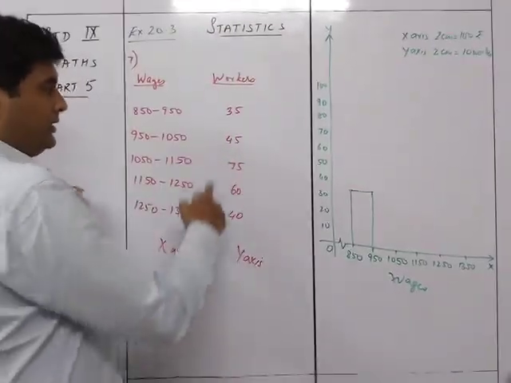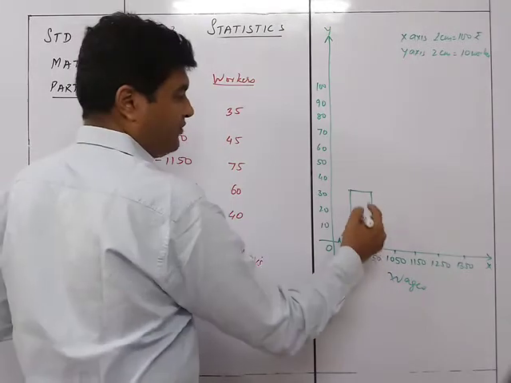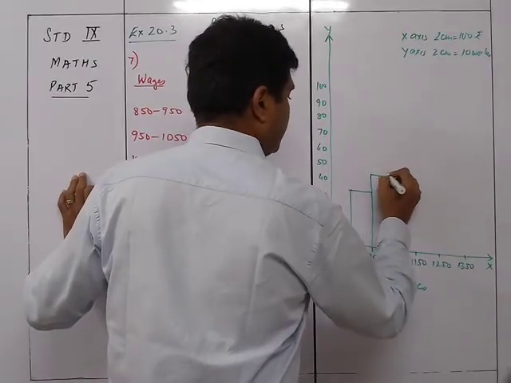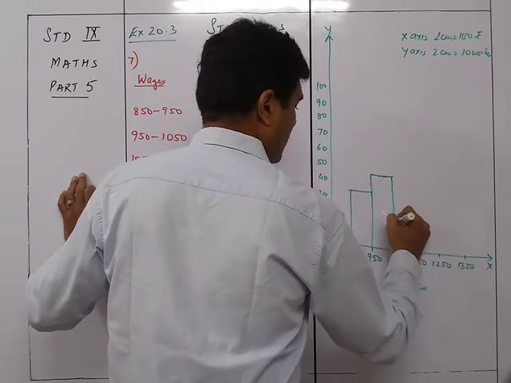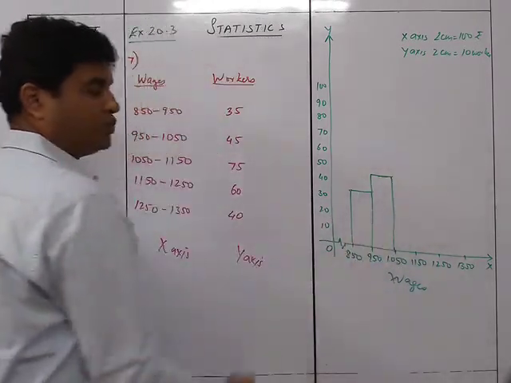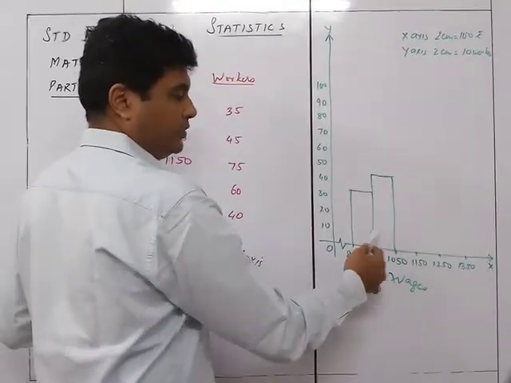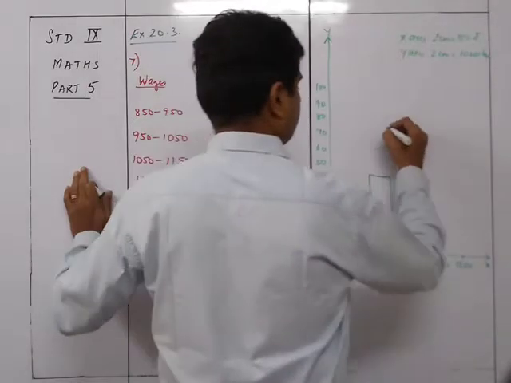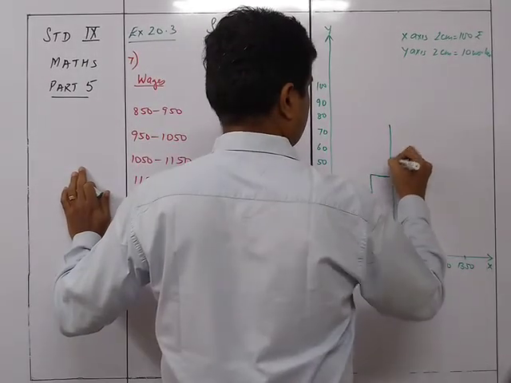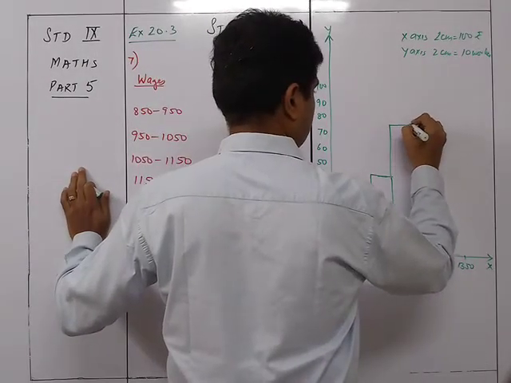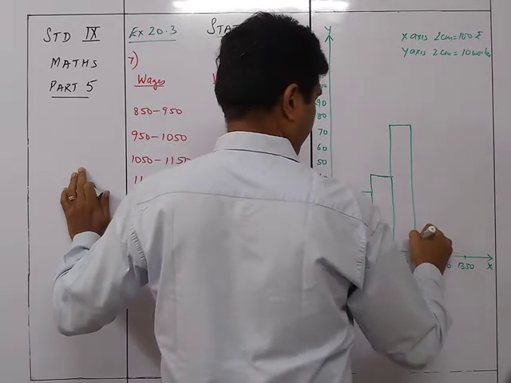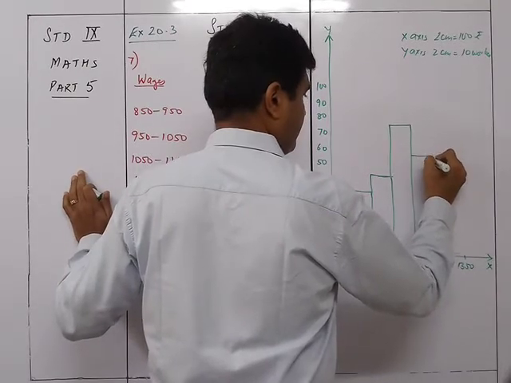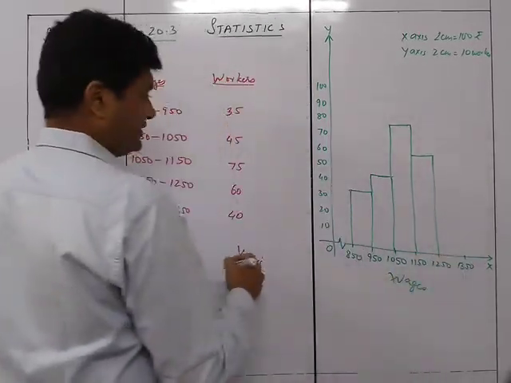Now next is 45, 950 to 45, so that will be like this. So it will be a continuous thing. The buildings, or the columns, that you are going to draw over here will be continuous ones. The bars will be continuous, they will stick to each other. Next is 75. Next is 60. Next is 40.